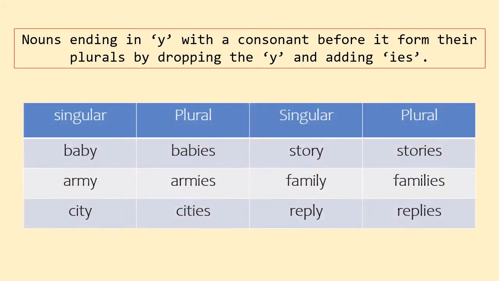Let's see a few examples. Baby, B-A-B-Y. The last letter is y, and the second last letter, meaning the letter preceding the last letter y, is a consonant. So the plural is babies. We will remove y and add ies. Army, armies. City, cities. Story, stories. Family, families. Reply, replies. So this way you have to add ies with the singular nouns.